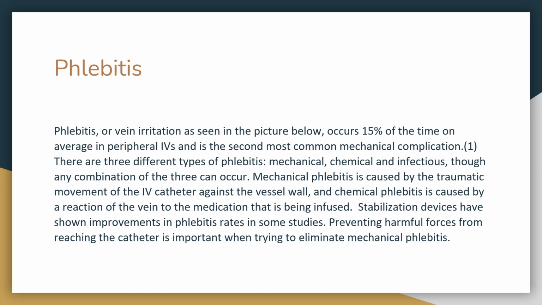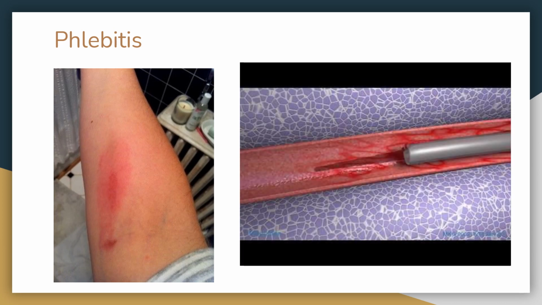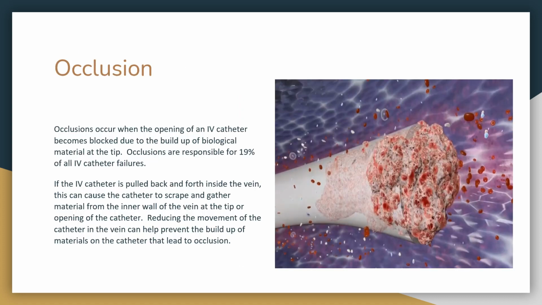Stabilization devices have shown improvements in phlebitis rates in some studies. Preventing harmful forces from reaching the catheter is important when trying to eliminate mechanical phlebitis. So this is what phlebitis looks like. It gets really red and sometimes lasts forever. And again, another YouTube video that you'll be able to play in the downloaded PowerPoint.